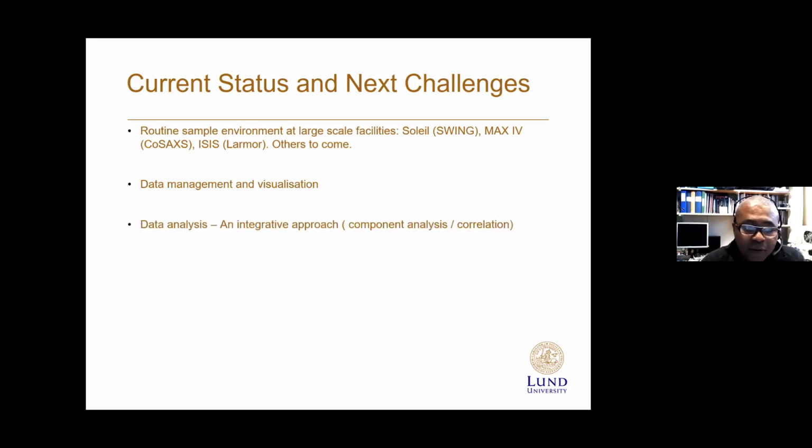Then there is a big effort at the moment where we're trying to push this integrative approach. How do we write better code for component analysis and correlations, rather than saying, okay, something is changing in the scattering, something is changing in the UV, something is changing in the fluorescence? Can we actually weigh each of those information sources and make a more coherent and integrated data analysis approach?